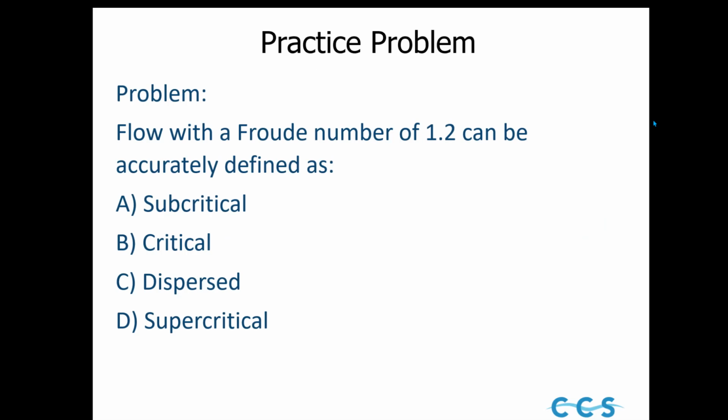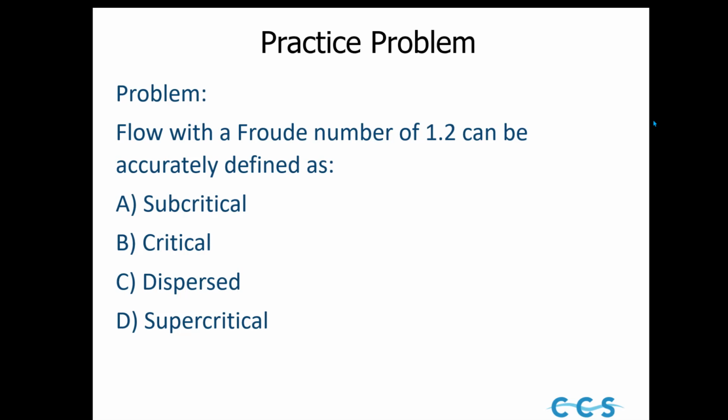But anyways, let's get into the problem. So here's the problem. Flow with a Froude number of 1.2 can be accurately defined as. So we've got the four answers: subcritical, critical, dispersed, and supercritical flow. Those are the four choices here.